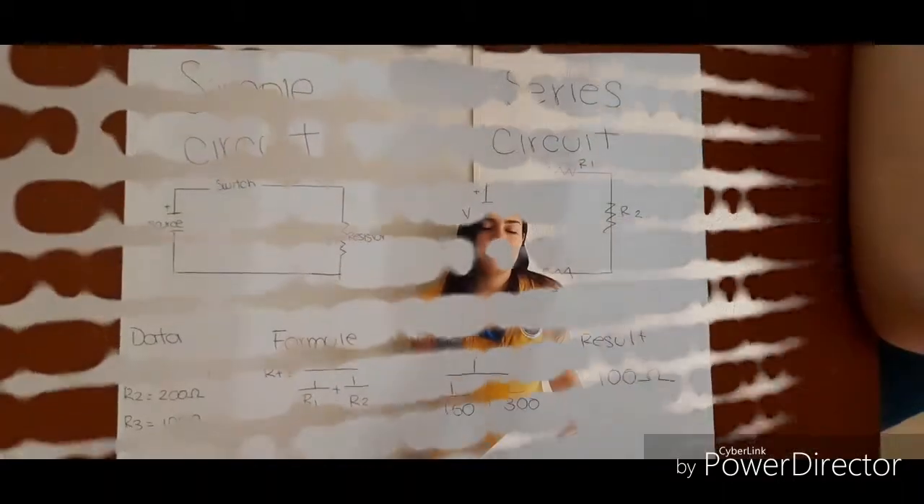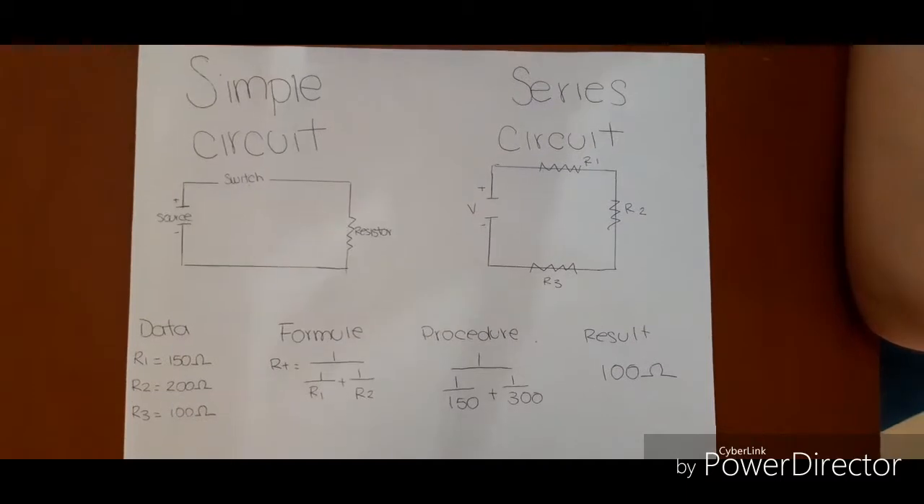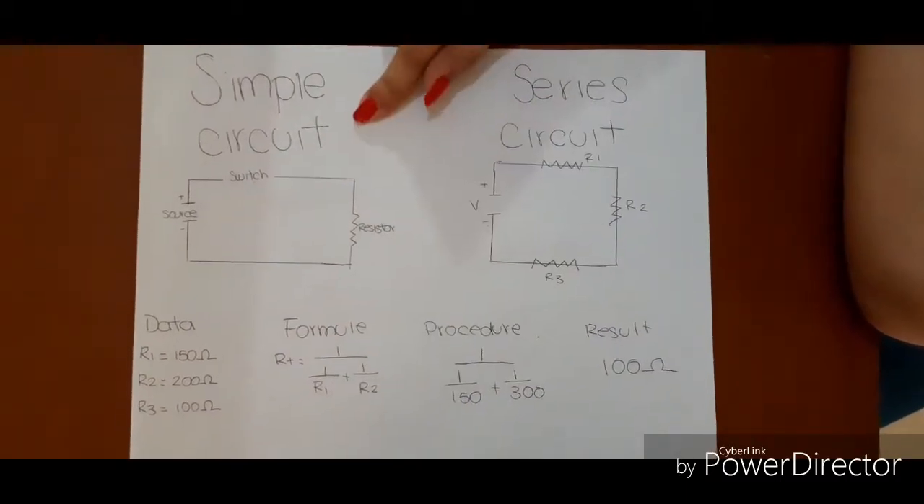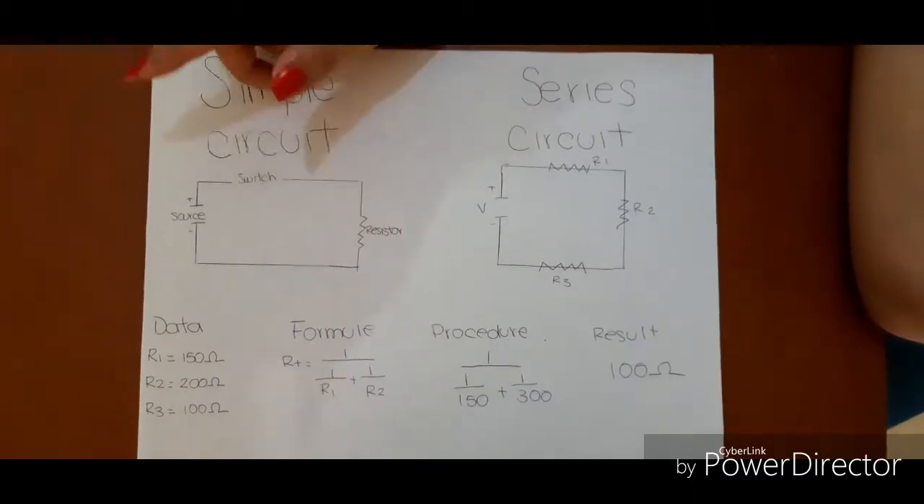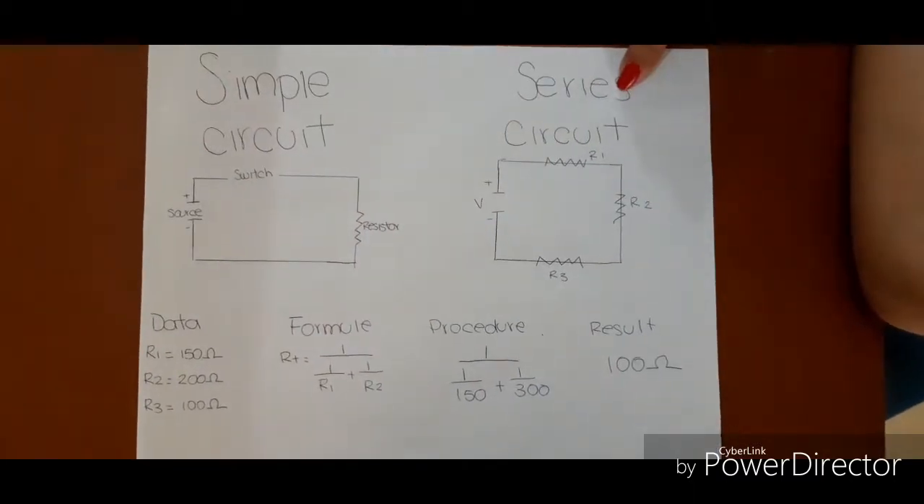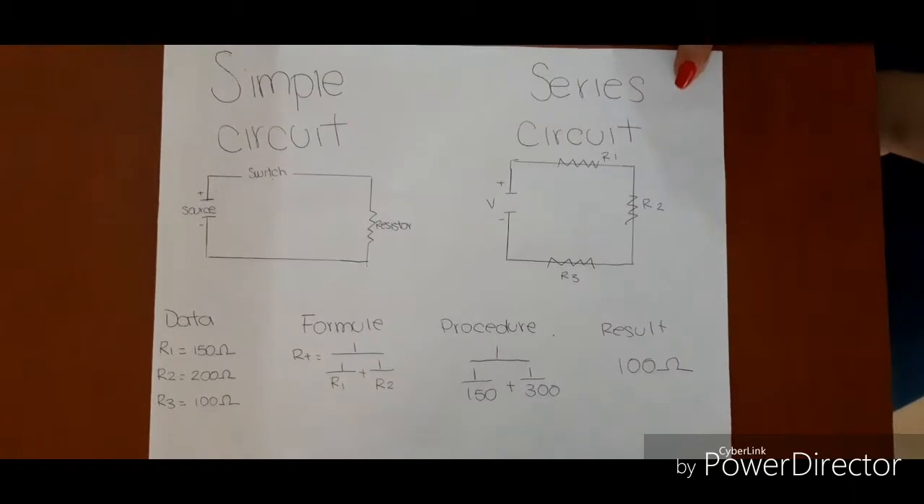The electric circuit is when energy passes through a conductor and then returns to the system. We have 4 different types of electric circuit. The first circuit is the simple circuit, which is based on a switch, a resistor, a source, and of course wires.